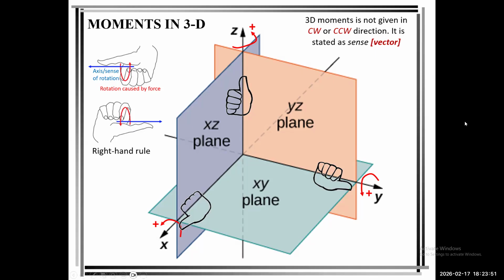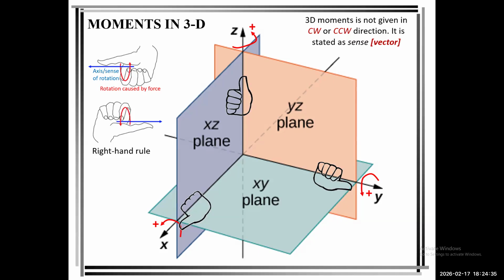All right. Now, the moment in 3D. So a 3D moment is not given in clockwise or counterclockwise direction. It is stated as a sense for the vector. So we go to what we call the right-hand rule. Some people call it the right-hand grip rule. And so we're going to look at all of the axes and try to make it understood. So we're going to take the right-hand grip rule, and we want to take one axis at a time.